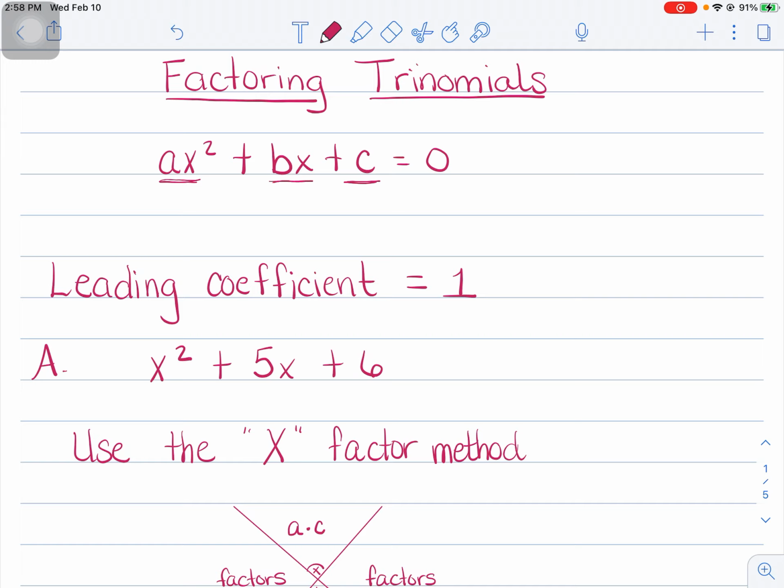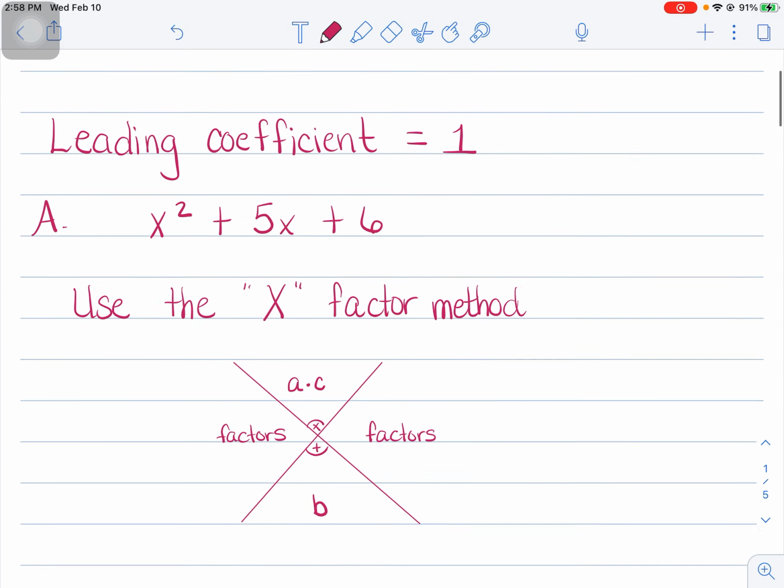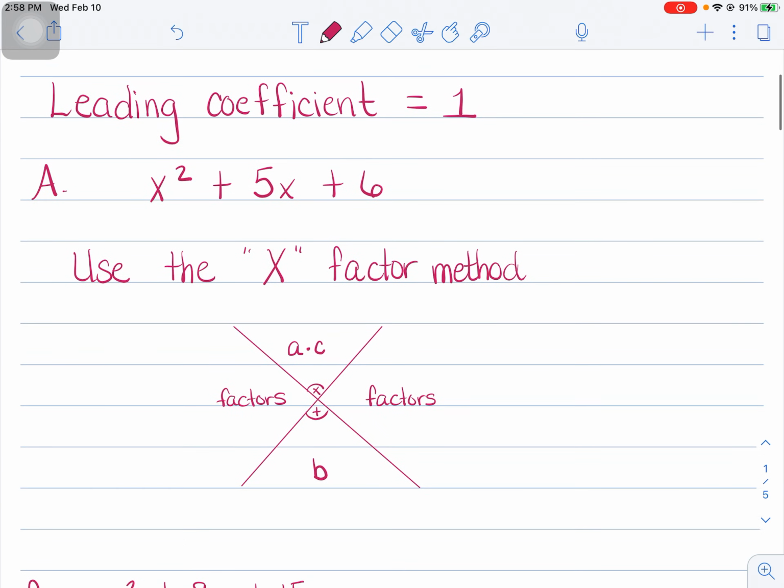So we're going to start with factoring trinomials with a leading coefficient of 1, meaning that the a value is 1. So here's our first example, x squared plus 5x plus 6. We can put a 1 here just to think about it. So we have a 1. We're going to use a method called the x factor method to help you see what's happening.